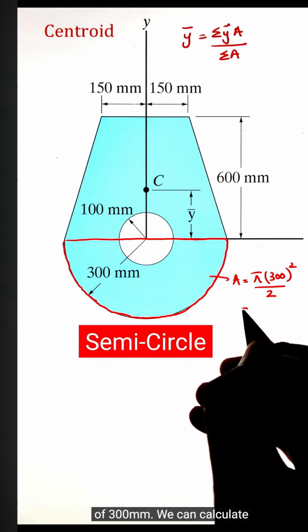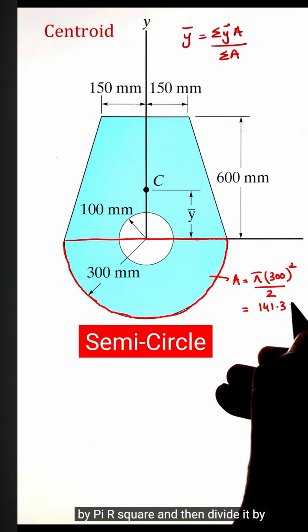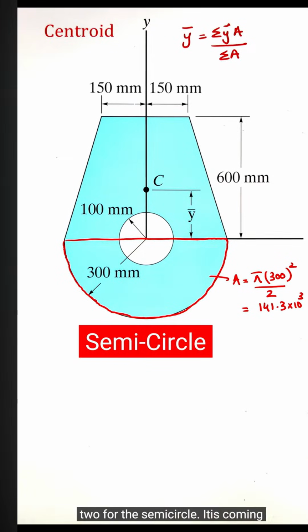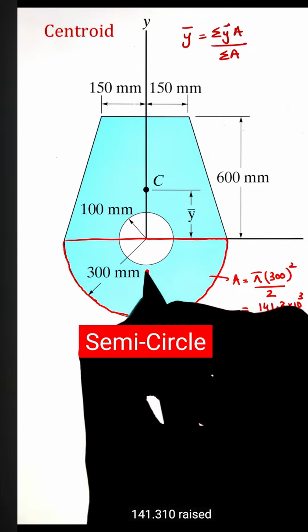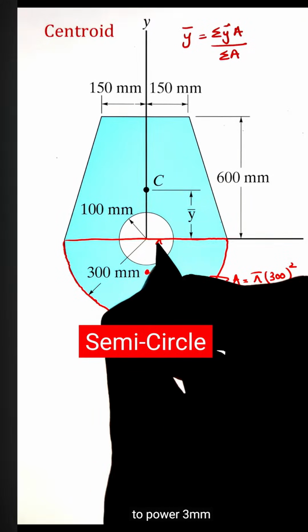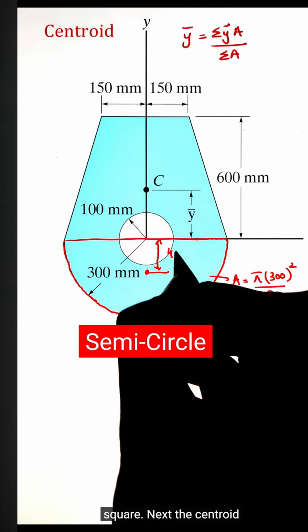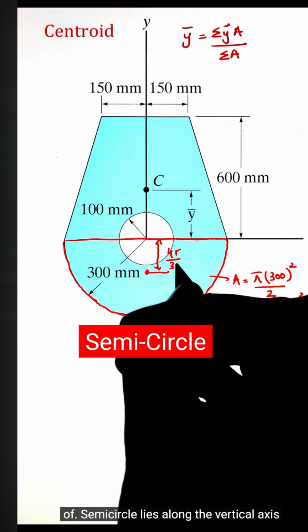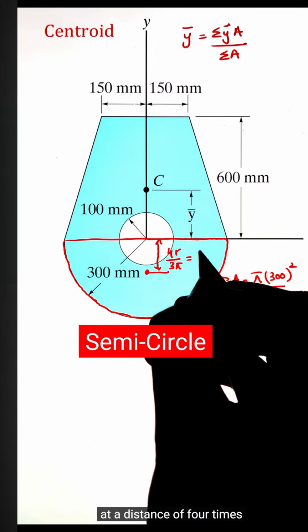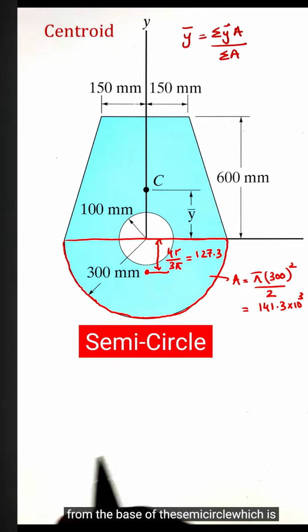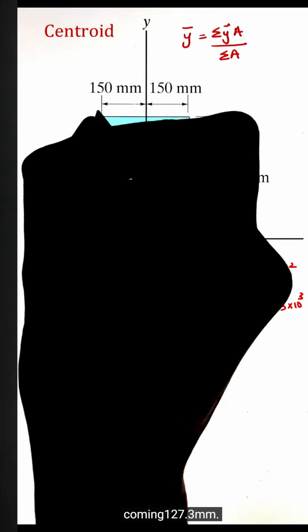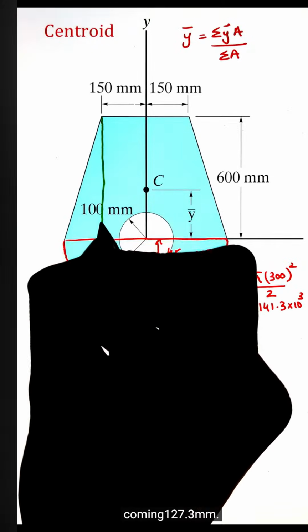We can calculate its area by pi r squared and then divide it by 2 for the semicircle. It is coming 141.3 times 10 raised to power 3 mm squared. Next, the centroid of a semicircle lies along the vertical axis at a distance of 4 times radius divided by 3 pi from the base of the semicircle, which is coming 127.3 millimeter.